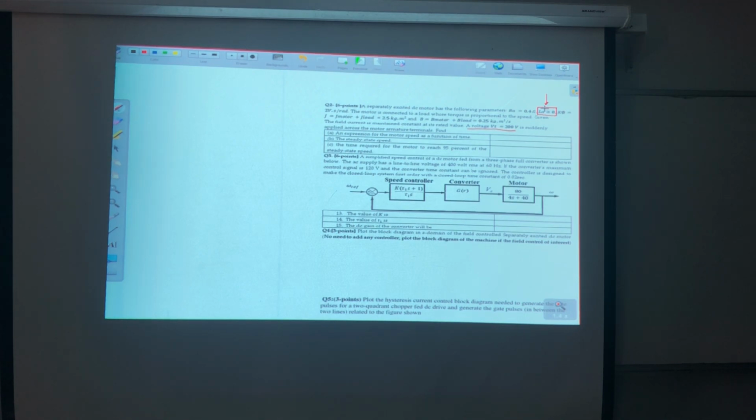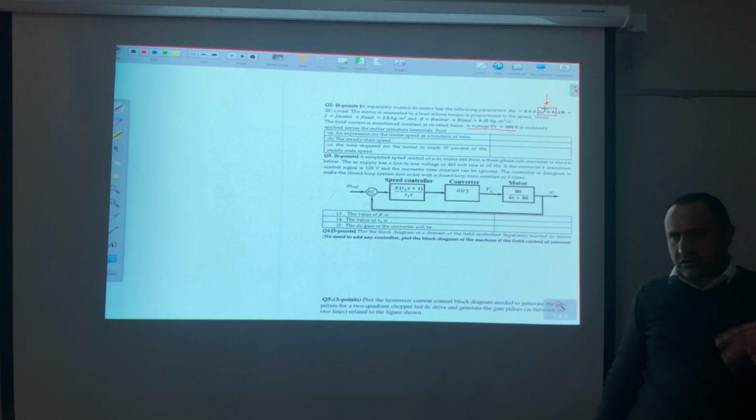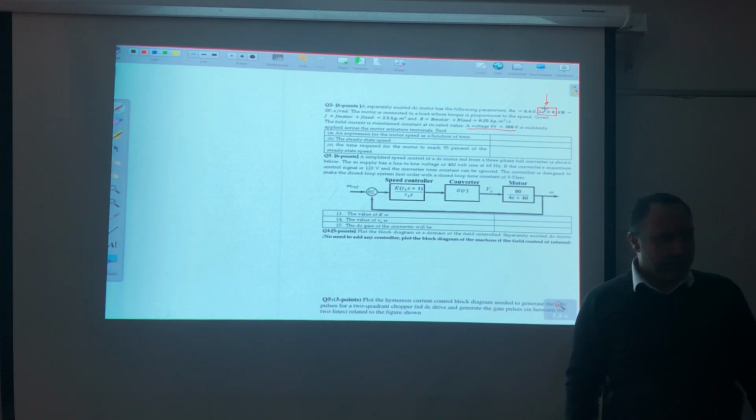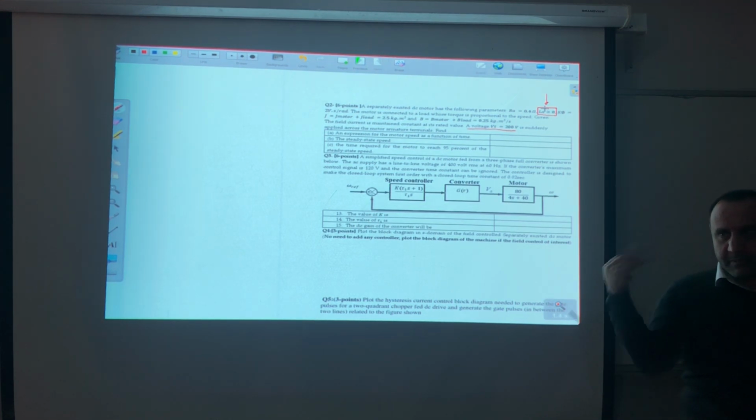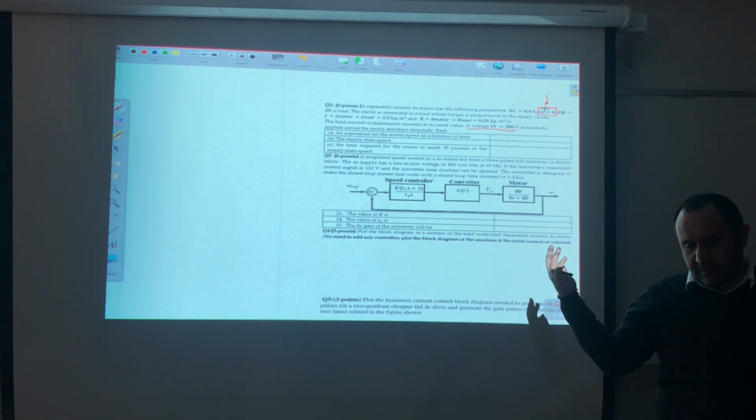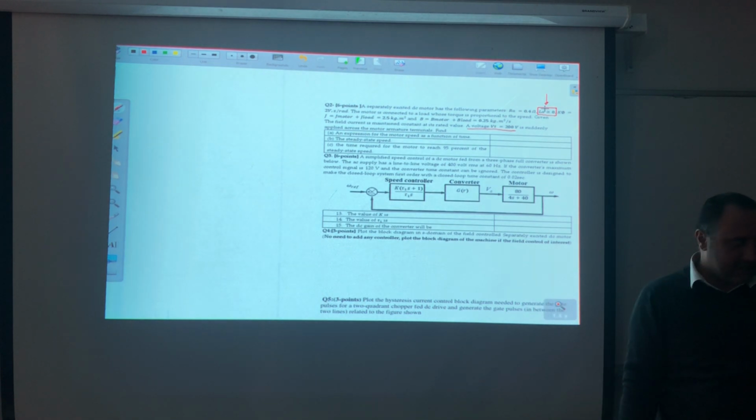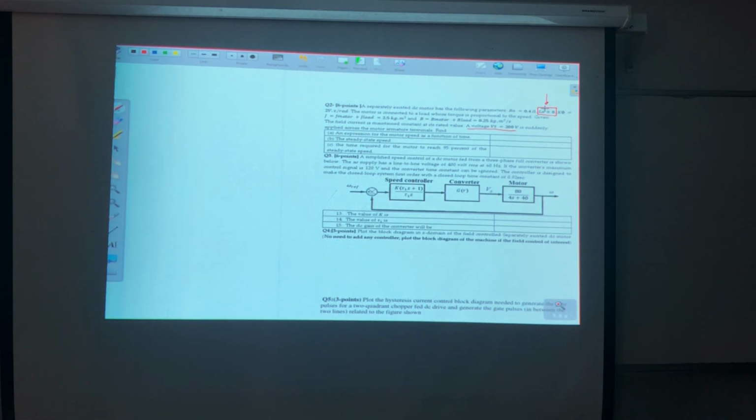So here I need to solve what? A first order differential equation. If I did not neglect this one, I need to solve what? Second order. The first differential equation will come from the electrical part, and the second equation will come from the mechanical part.